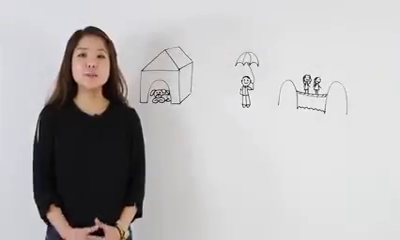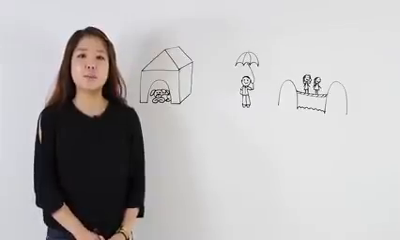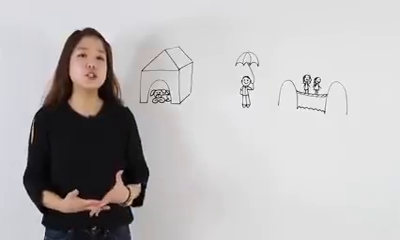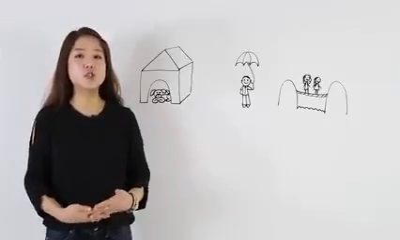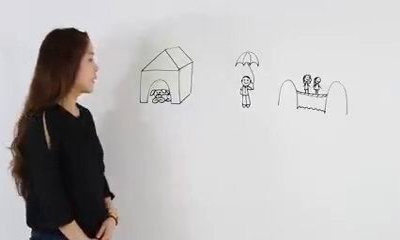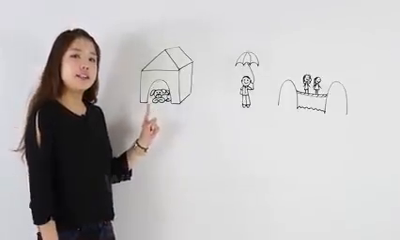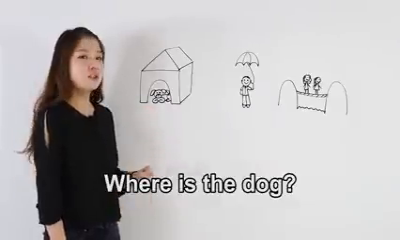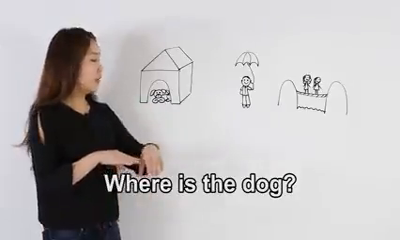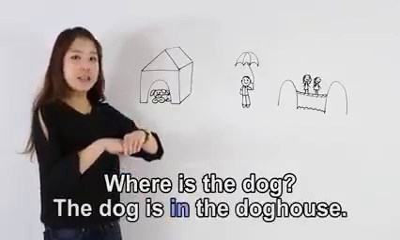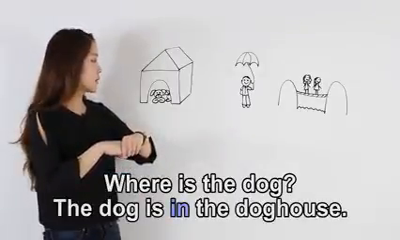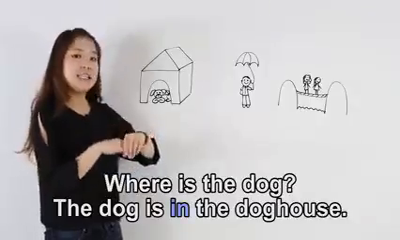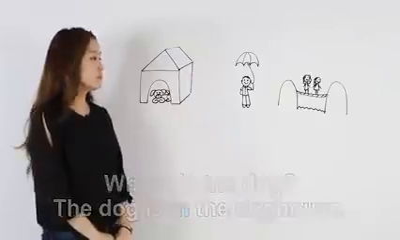Okay, let's look at some pictures to help us understand the prepositions in, on, and under. I'm going to ask you some questions. I want you to think about which one you should use. Okay, where is the dog? The dog is in the doghouse. You should use the preposition in. The dog is in the doghouse.